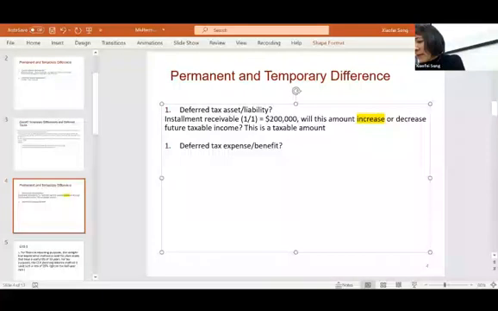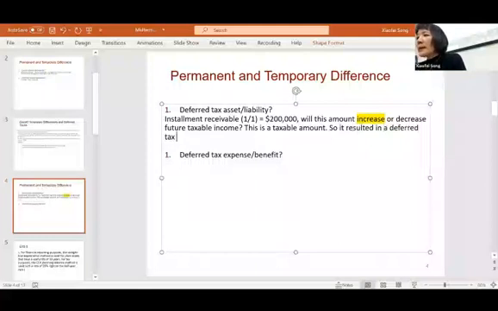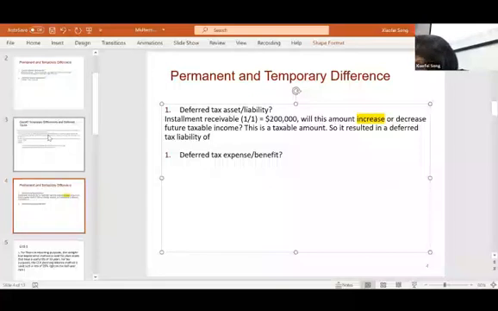And that means, as a result of this, do we have a deferred tax liability or a deferred tax asset? Liability. So it resulted in a deferred tax liability of what? What's the tax rate? I forgot. 30%, right? So the deferred tax liability is 200,000 times 30%, so that's 60,000 on January 1st.